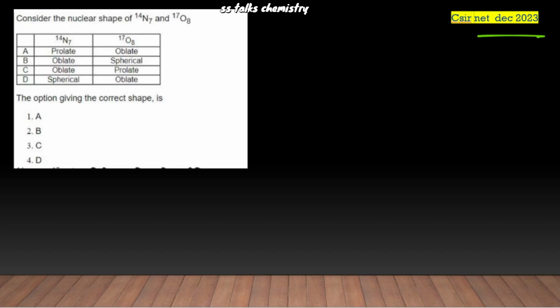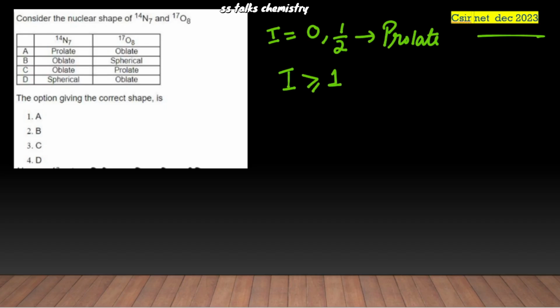From the nuclear spin values, you can tell. If the nuclear spin value, which is the I value, is 0 or a half value, these types of molecules are prolate. And if the nuclear spin values are greater than or equal to 1, that means 1, 2, 3 like this, these are called the oblate ones.